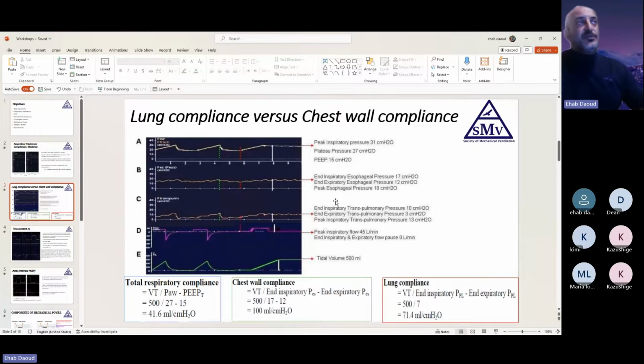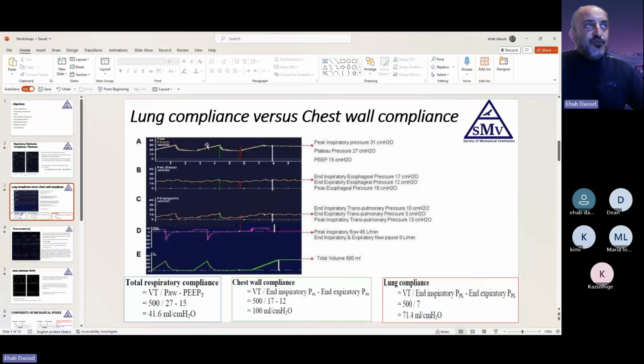Now, what we talked about was of the whole respiratory system, and it's important to recognize that the compliance is just the force needed to inflate both the lungs and the chest wall. So it's important to basically decompartmentalize them. How are we going to do that? We need an esophageal balloon.